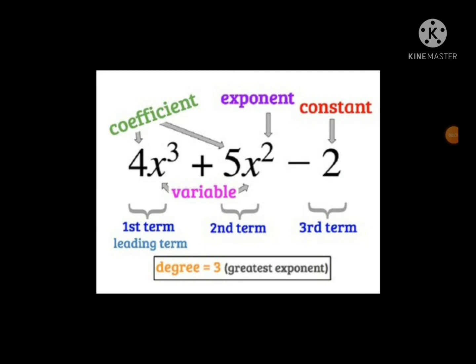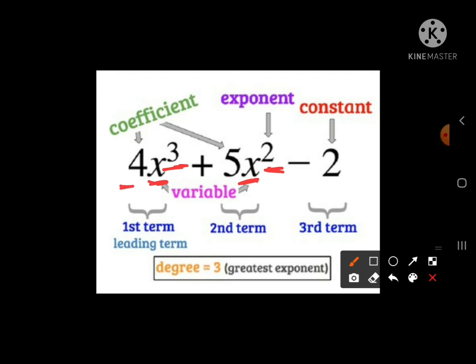Now see this example, the best example. Here 4 is the coefficient, 5 is the coefficient, and x is the variable. Here 3 is the exponent, 2 is the exponent. Do you get what I'm saying? 2 is the exponent, 3 is the exponent, you can say power also, and x is the variable. 4 is the coefficient, 5 is the coefficient, and this is a constant. So this is the first term, this is the second term, this is the third term. So these basics are clear.